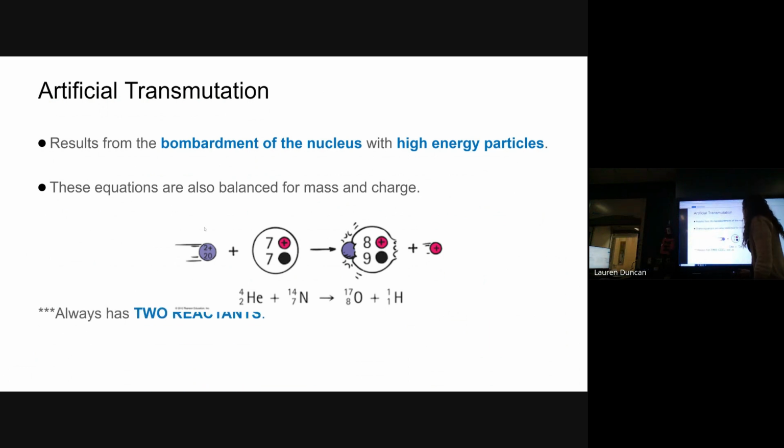All right, oops, that says two reactants. I see the image has cut it off.